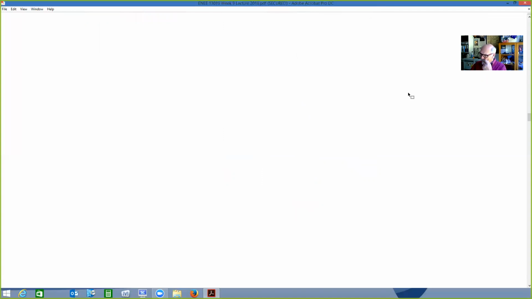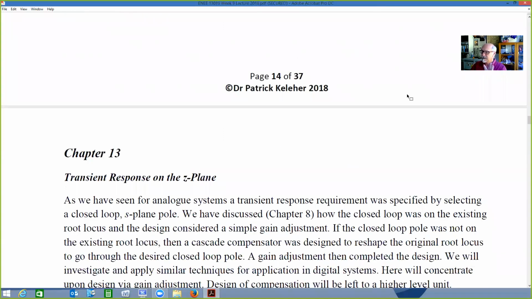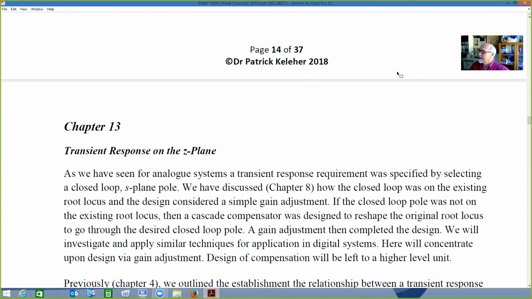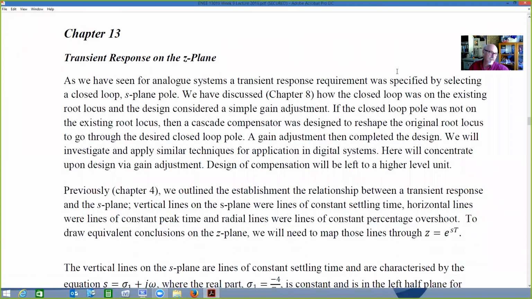Now, the key thing is that we've been talking about the root locus in the analog world, but if we look at it in the digital world, you can also use this particular technique to help us do that for the Z plane, and also, of course, that means that we're working in digital systems.